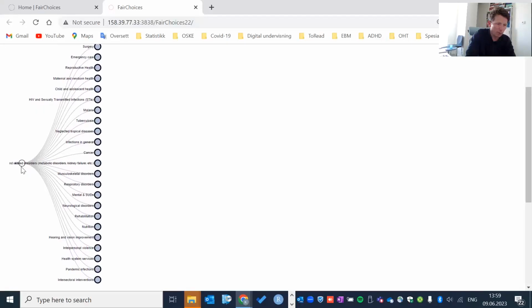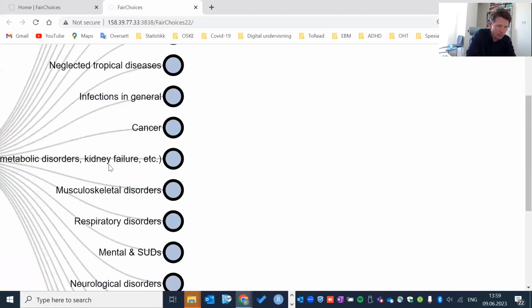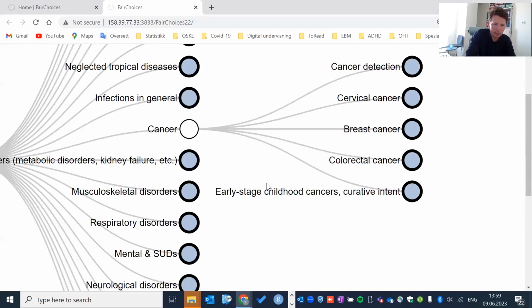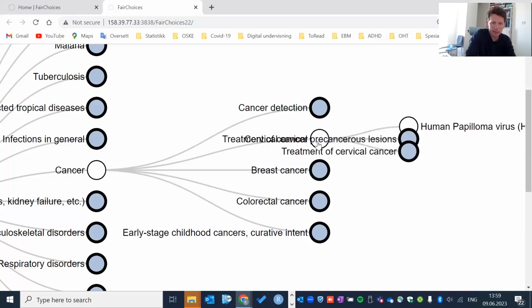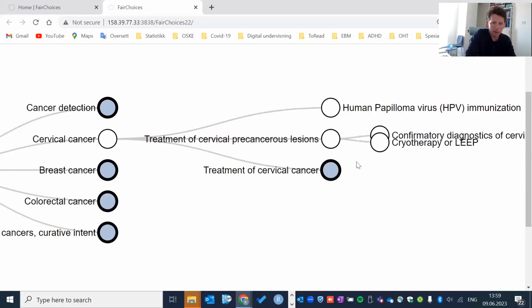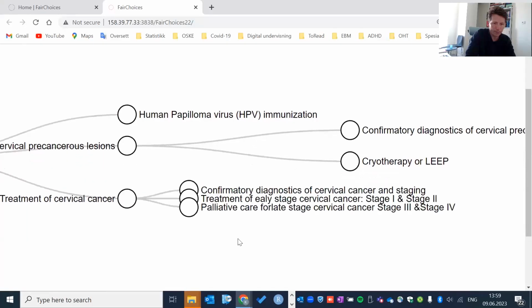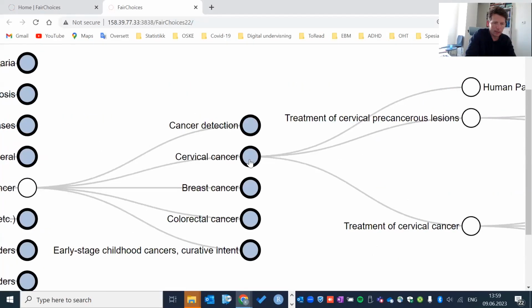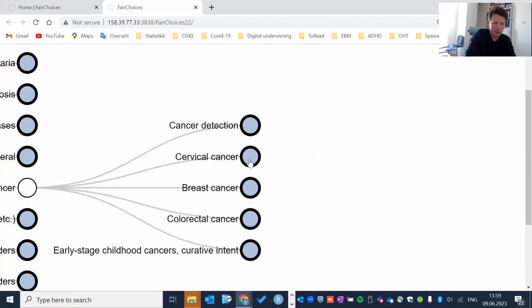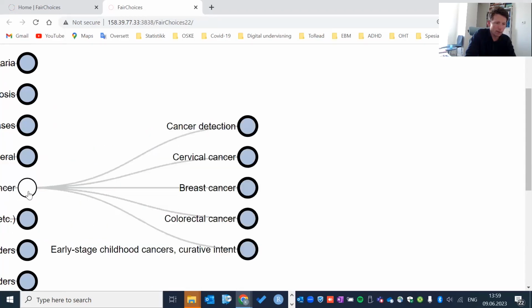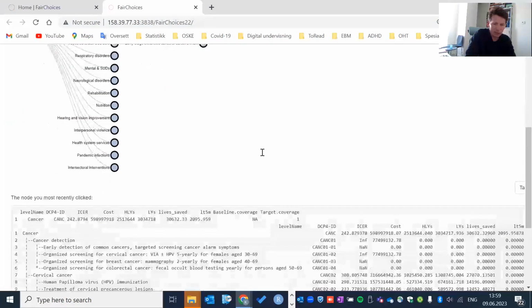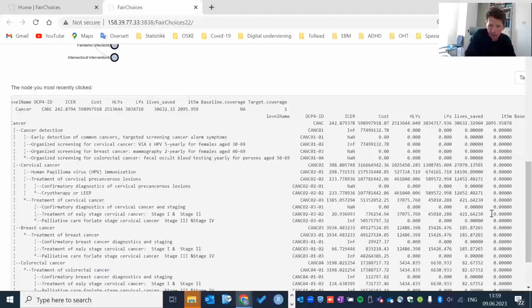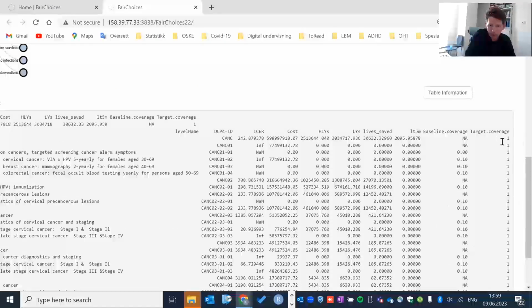But if you want to change another intervention, you can choose cancer. And you can see for now we have only cancer detection, cervical cancer, breast cancer, colorectal cancer, and early stage childhood cancers. And again, you have more information about the interventions at lower levels. We could then prioritize the whole cancer package to 100%. That means you go from the baseline coverage that we have in this table here to 100%.